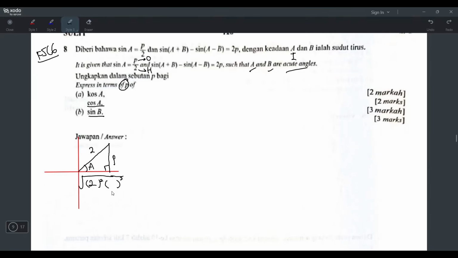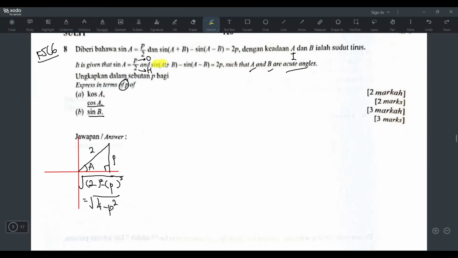This is 2, this is P. Plus or minus? Minus, because you are not finding the longer side. You will only plus when you're finding the longer side. So you end up getting square root 4 minus P square. That's your adjacent.